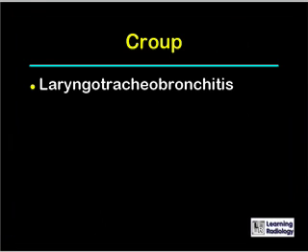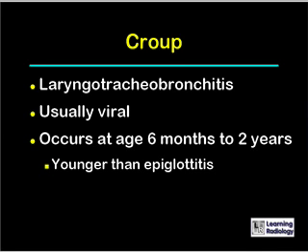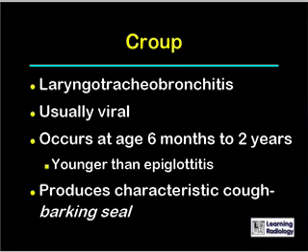Croup is laryngeotracheal bronchitis. It's usually viral in origin. It occurs at a younger age than epiglottitis, usually around 6 months to 2 years, and it produces a characteristic cough which has been likened to that of a barking seal.